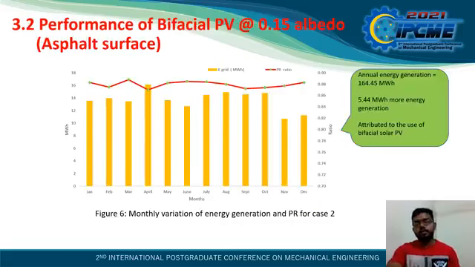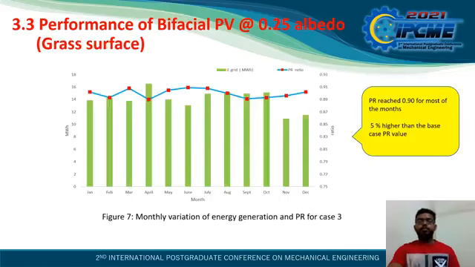So coming to the bifacial PV, at the minimum in the present study, albedo factor 0.15, that is an asphalt surface, we got a little bit higher energy generation, 164.5. Previously it was 159. This is a 5.44 megawatt hour energy increase on an annual scale. This is due to the use of the bifacial solar PV system, which can use solar irradiation falling on the backside of the solar PV module.